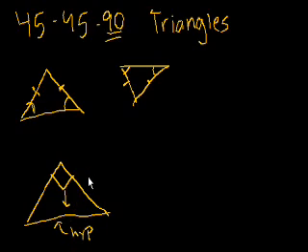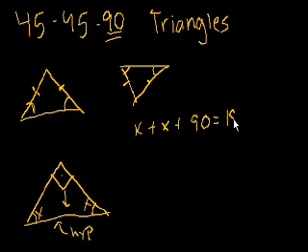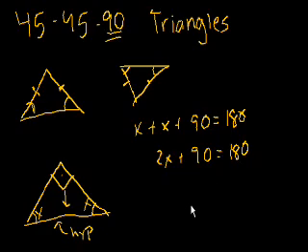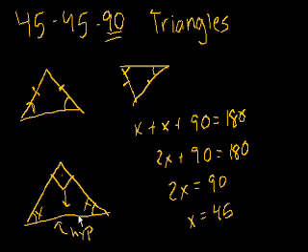And if I were to tell you that these two angles are equal to each other, what do those two angles have to be? Well, if we call these two angles x, we know that the angles in a triangle add up to 180, so x plus x plus 90 is equal to 180, or 2x plus 90 is equal to 180, or 2x is equal to 90, or x is equal to 45 degrees. So the only right triangle in which the other two angles are equal is a 45, 45, 90 triangle.